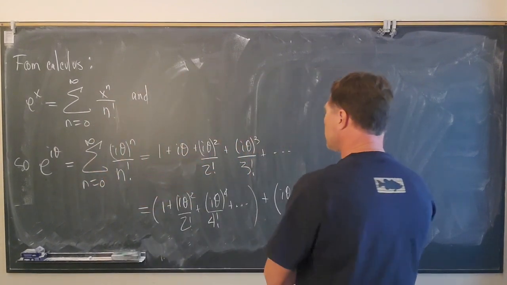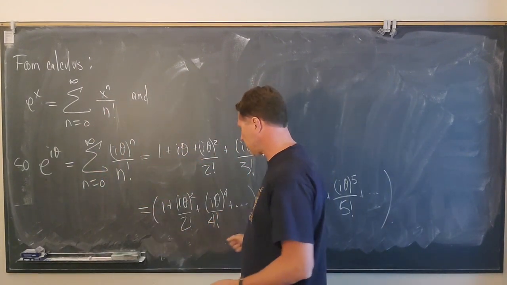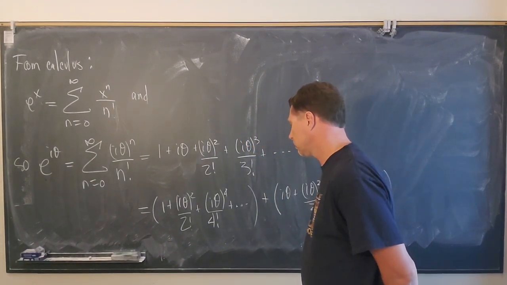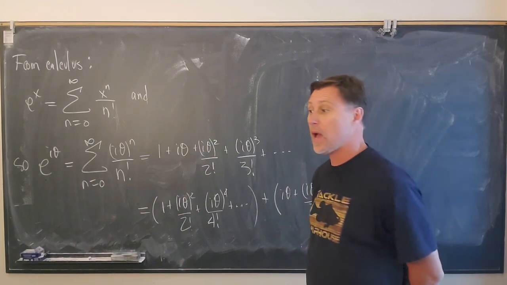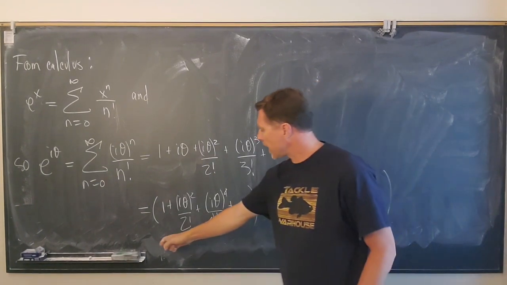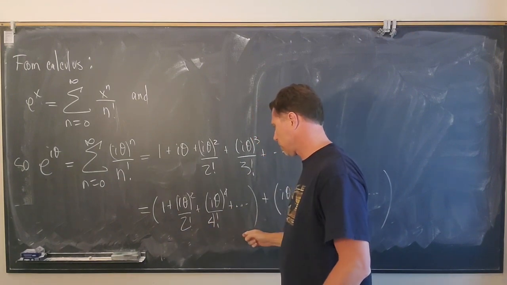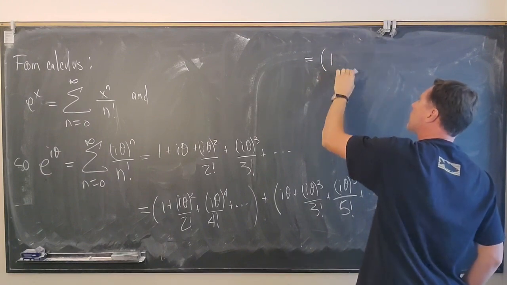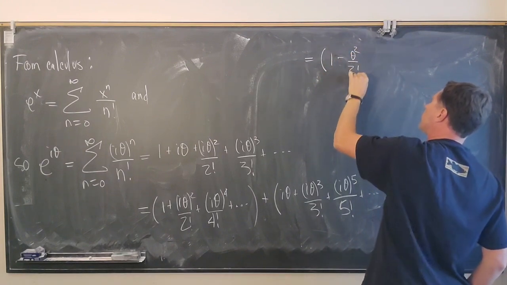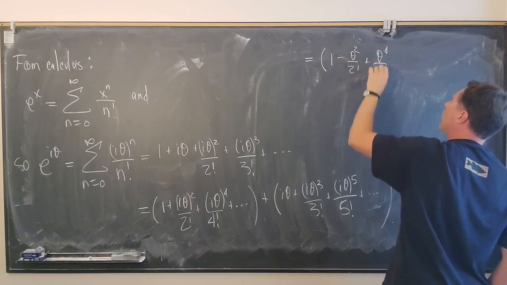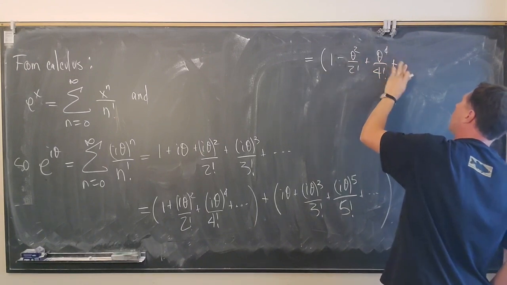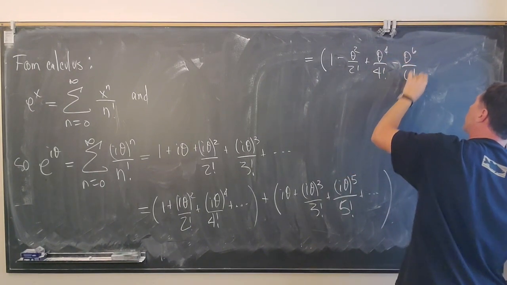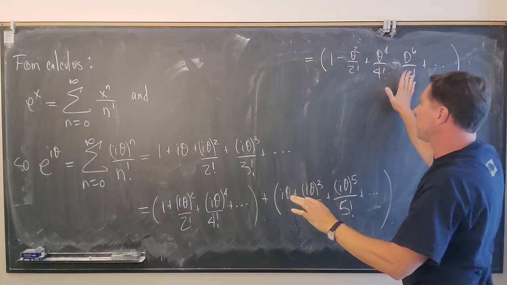And then let's notice what happens here. In this first piece, what do we know about i squared? i squared is equal to -1. i fourth is equal to +1. i to the 6th is equal to -1. So this is actually an alternating series, and it looks like this: 1 minus theta squared over 2 factorial plus theta to the 4th over 4 factorial, and I'll write one more term here, actually minus theta to the 6th over 6 factorial, and so on. So it's an alternating series.